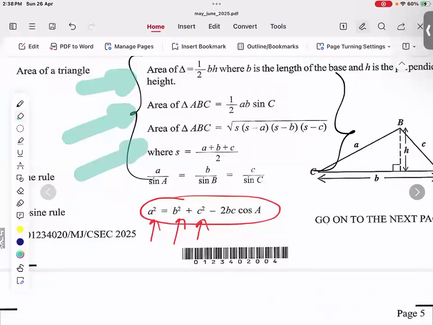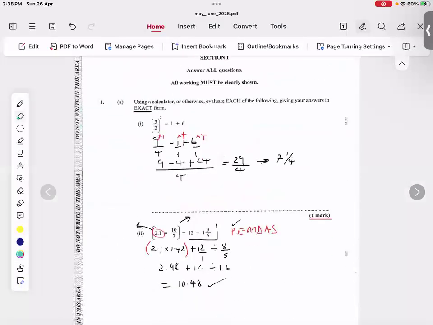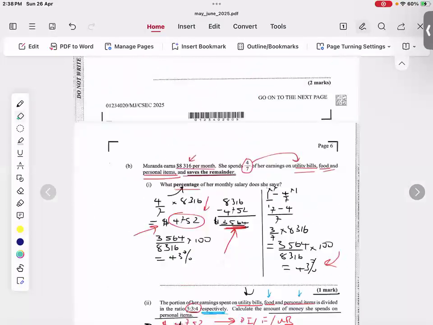Cowan said he's going to use the A plus. Remember, say Cowan, these 2 go together. Remember that. Heron's formula. All right. Let us see. Heron's formula. Let us find out.